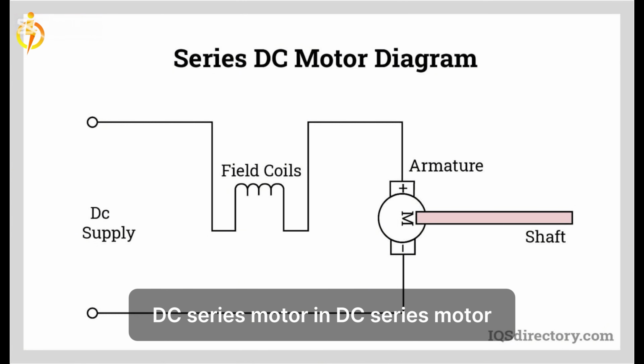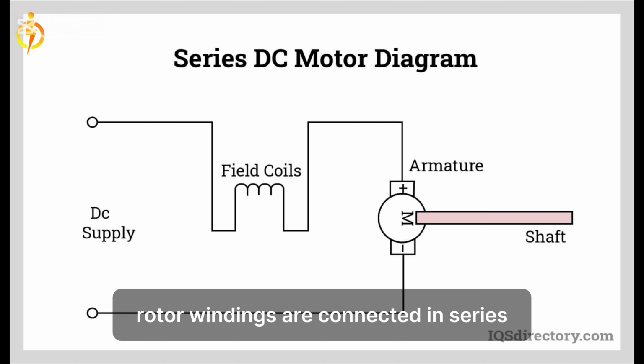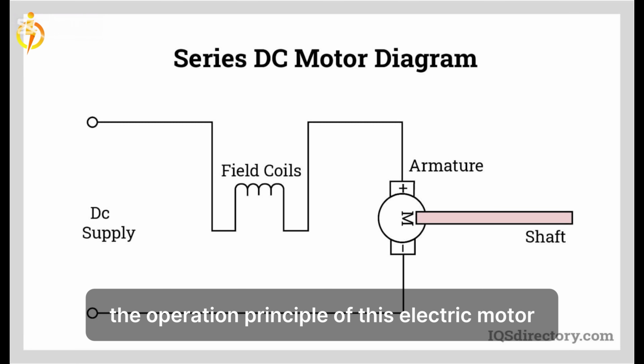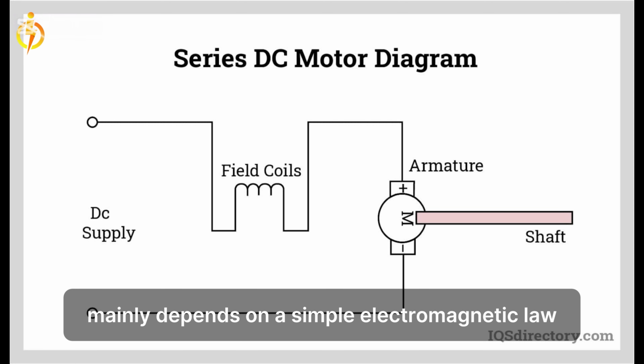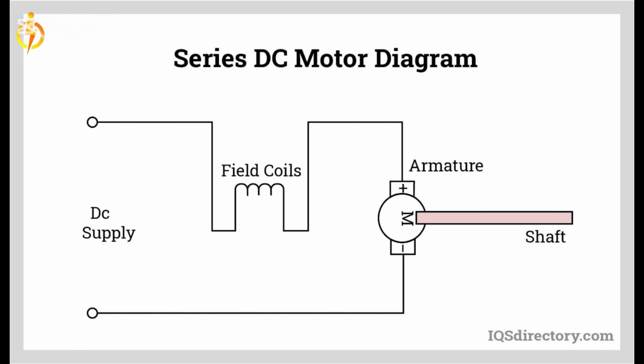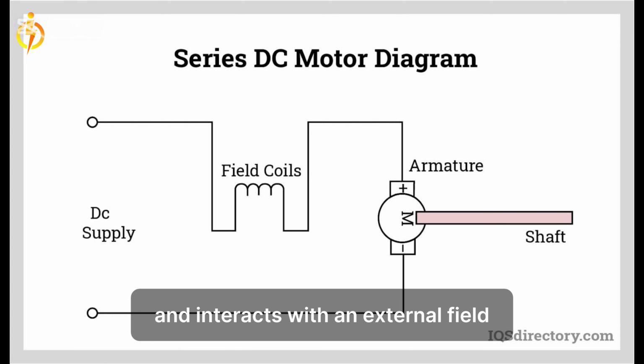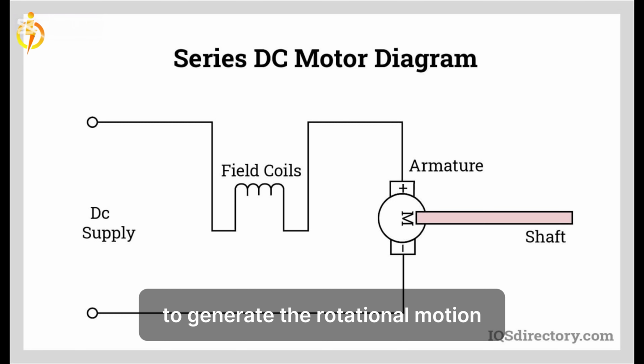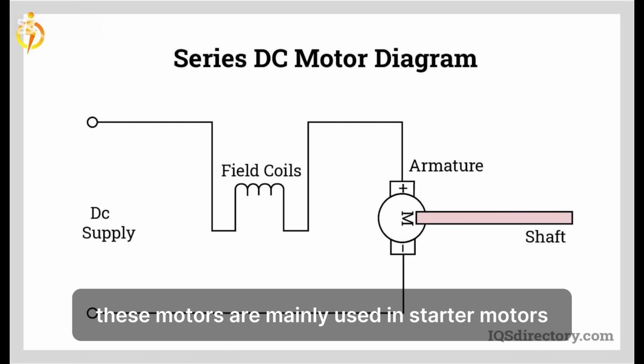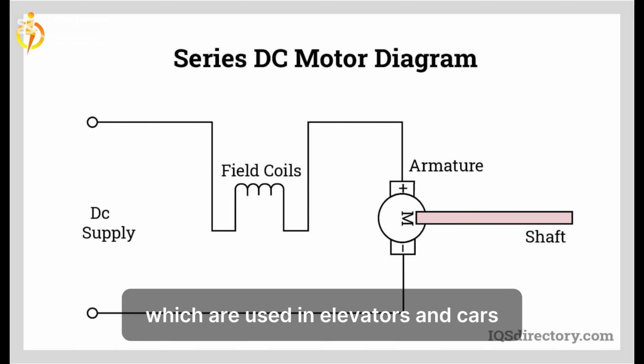DC series motor. In a DC series motor, rotor windings are connected in series. The operation principle of this electric motor mainly depends on a simple electromagnetic law. This law states that whenever a magnetic field is formed around a conductor and interacts with an external field, it generates rotational motion. These motors are mainly used in starter motors, which are used in elevators and cars.